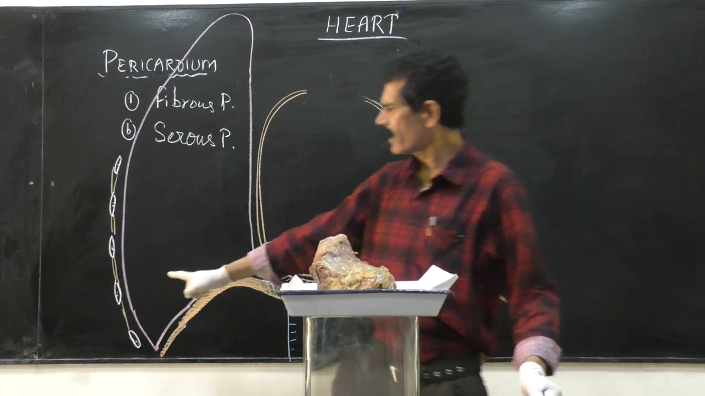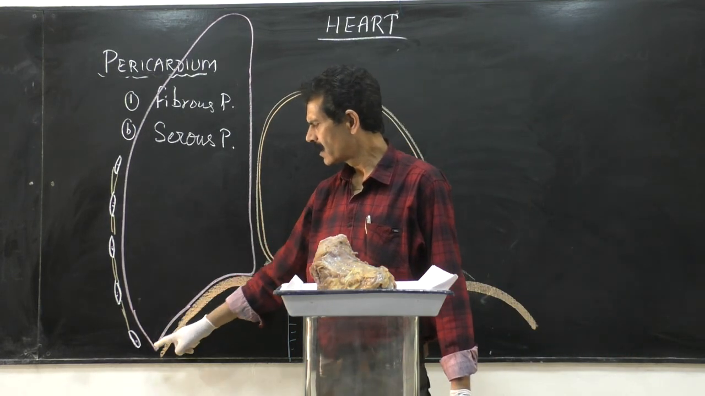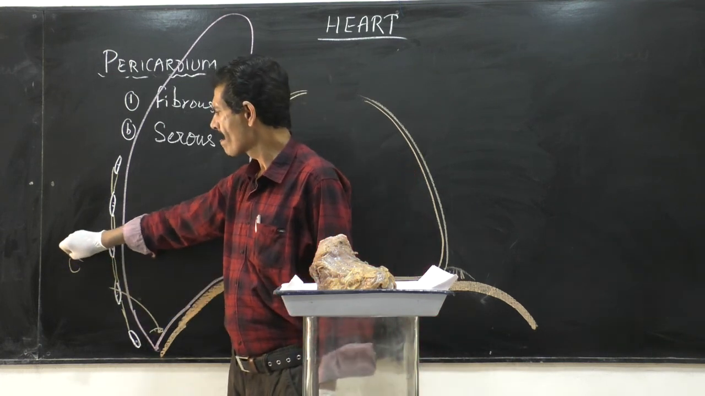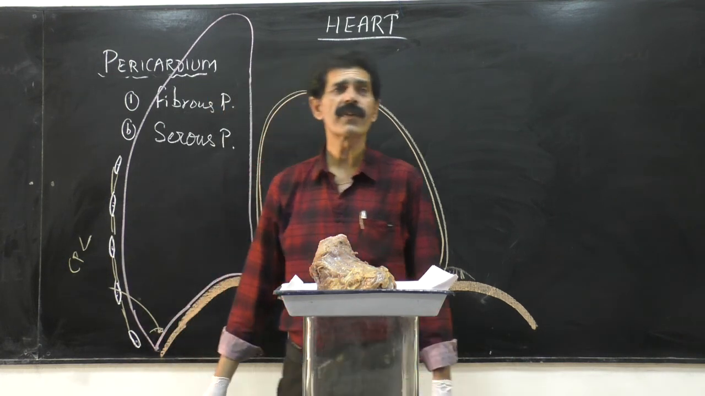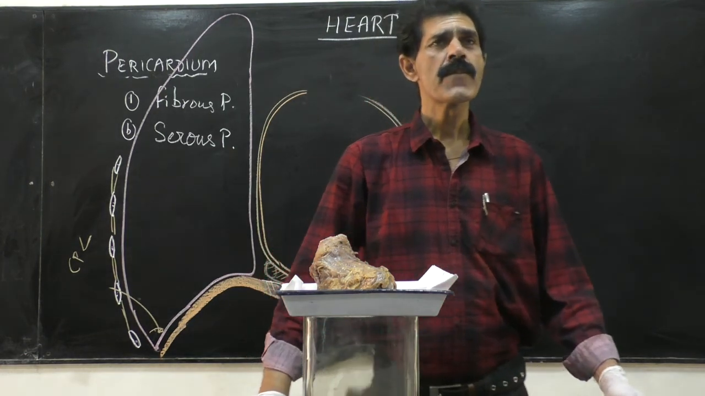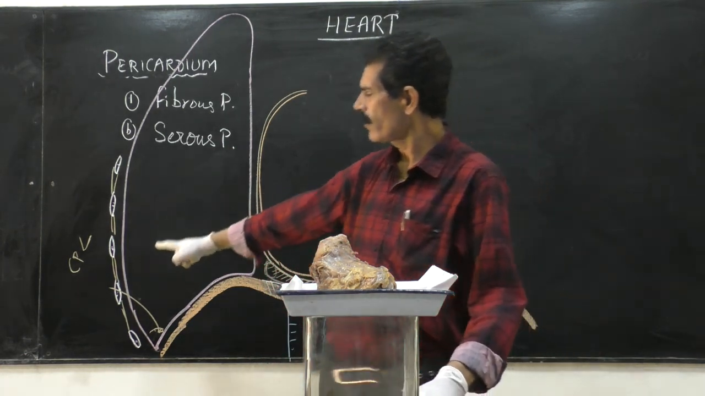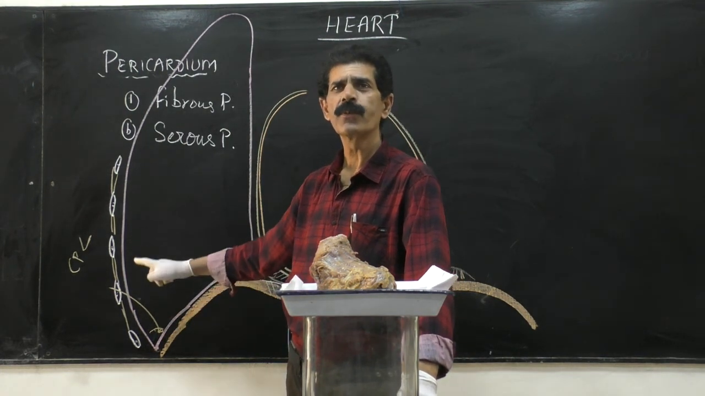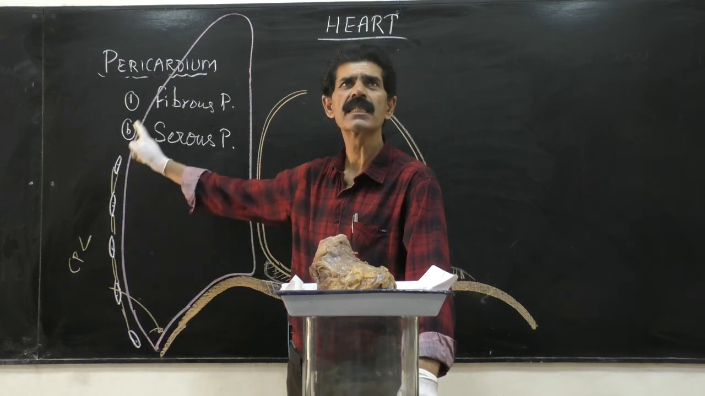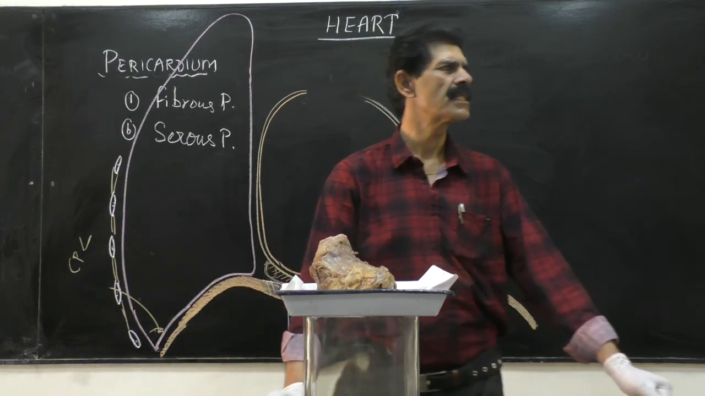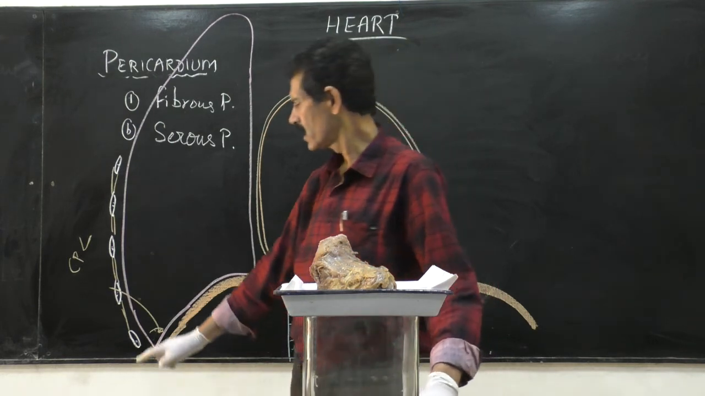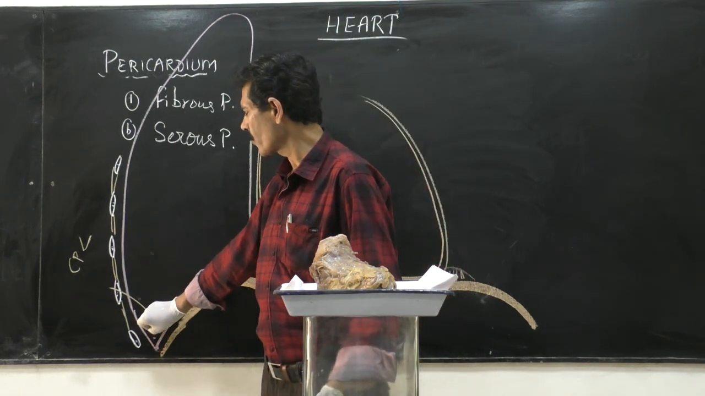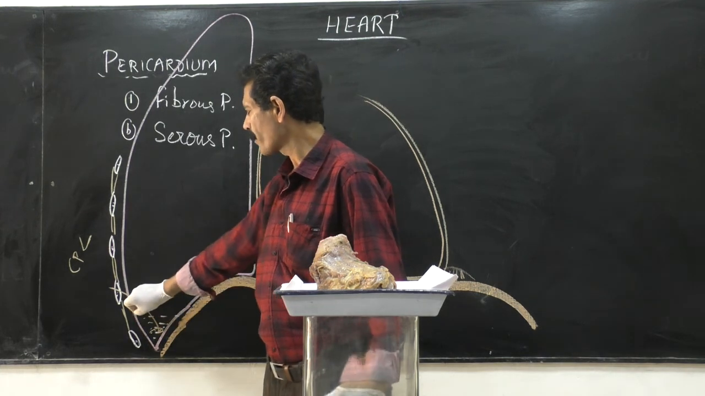So this parrot beak-like appearance, this angle so formed, is called the CP angle, the costophrenic angle. In an X-ray of the chest, we always look here. Whenever there is a pleural effusion, or fluid inside the pleural cavity due to any disease or any cause, because of gravity, fluid starts filling from this pit. Then it goes up.